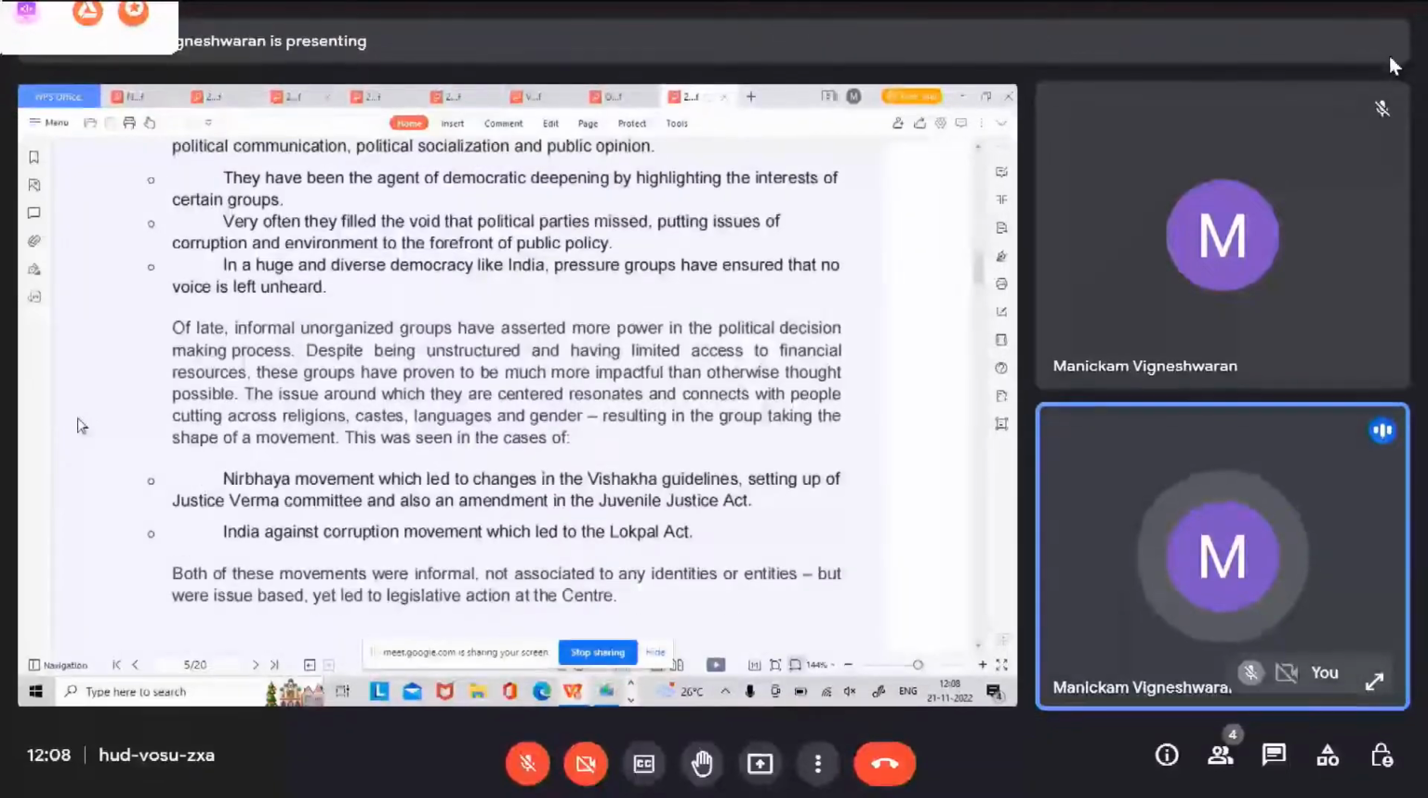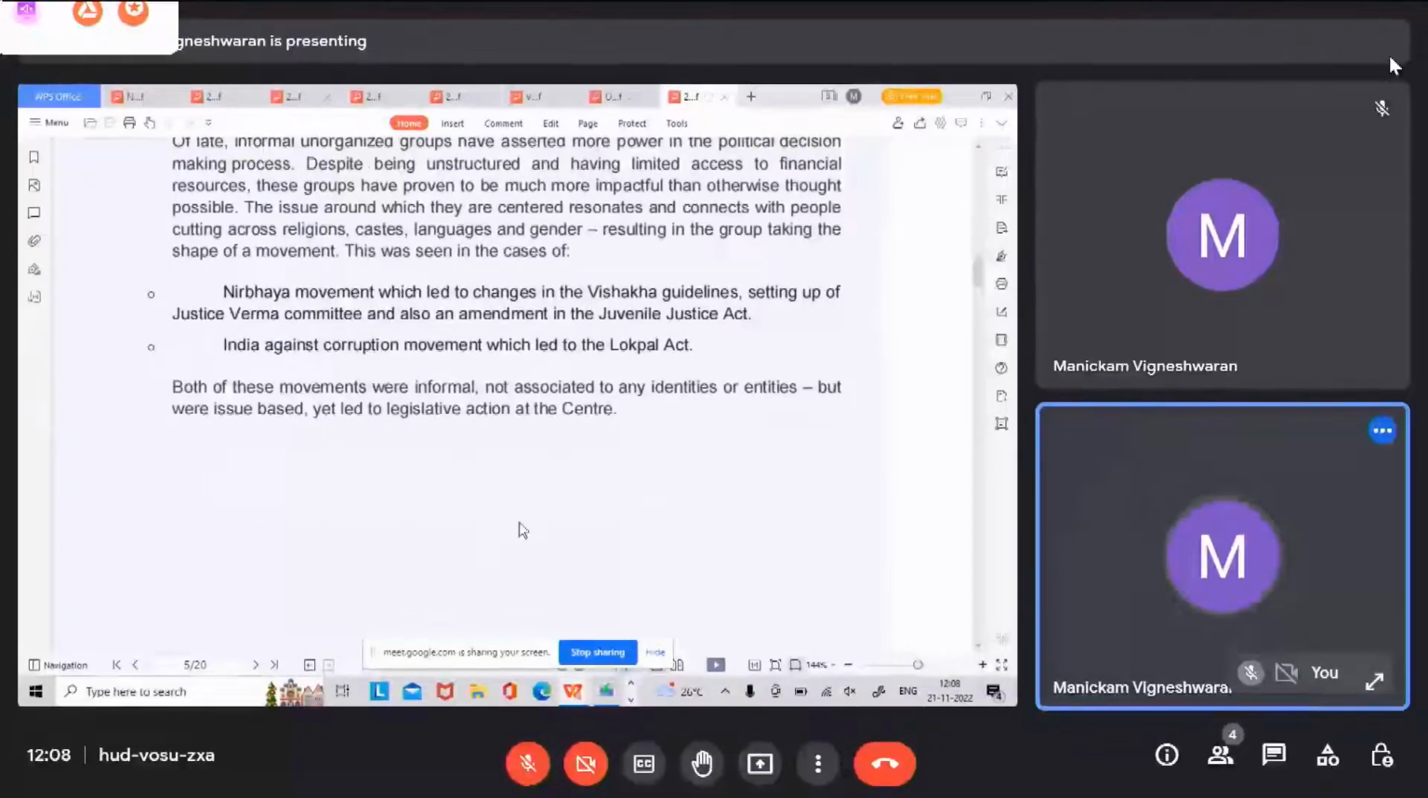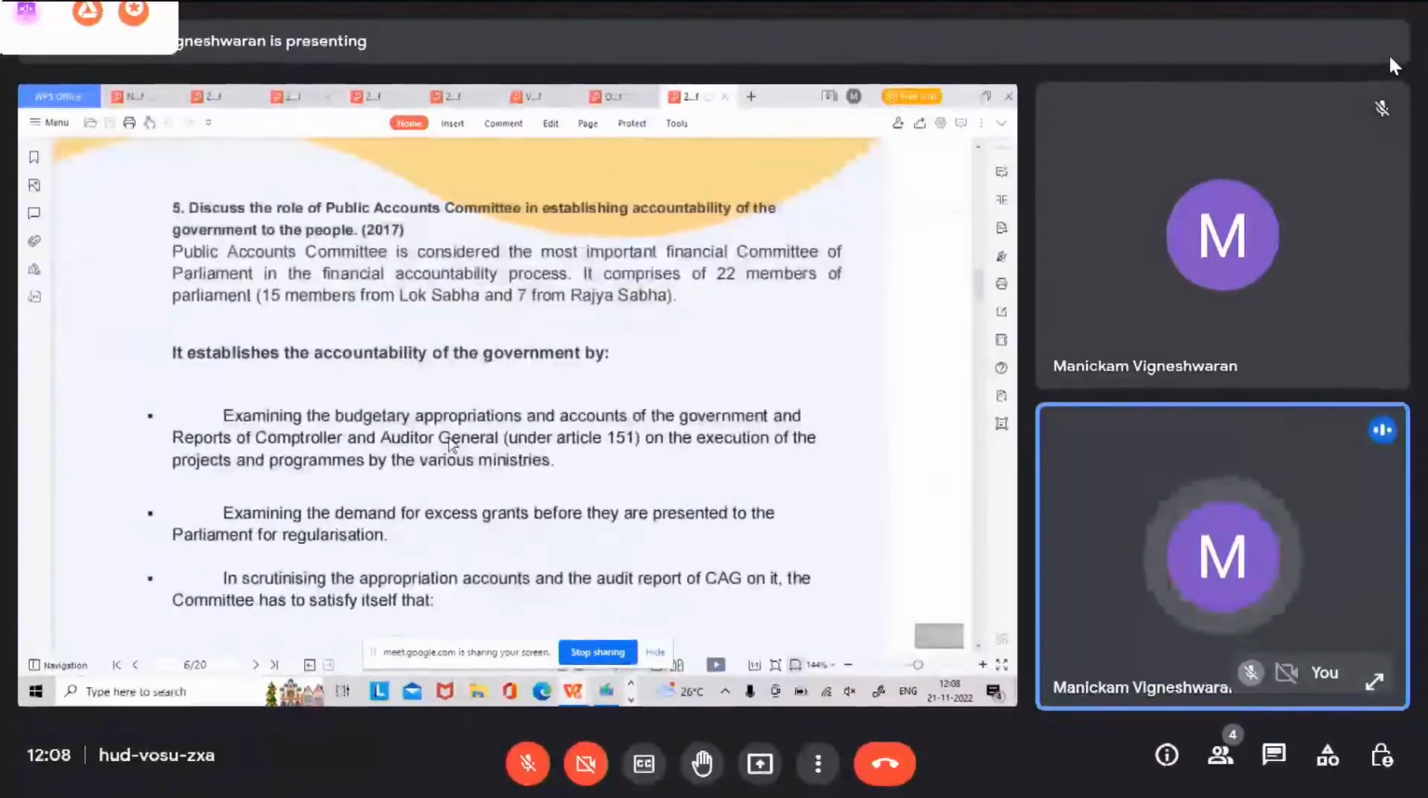But these movements were informal, not associated with any identities or entities, but were issue-based, related to legislative actions at the center. So the government should work on providing recognition to pressure groups because they have worked a lot for the development of the country.